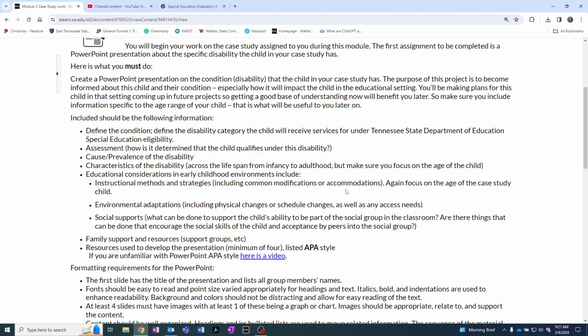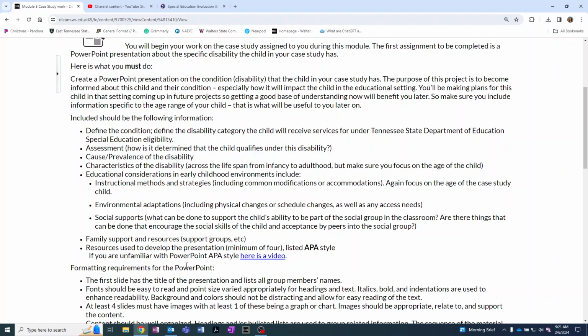Okay, remember, when we're talking about instructional methods and strategies here, we're really talking about modifications and accommodations, looking at the age of the child. Now, when we're talking about the environment, this is physical changes or schedule changes, as well as any access needs. Social support is really that child being a part of the classroom, right? Things that you can do to encourage the social skills and acceptance of peers.